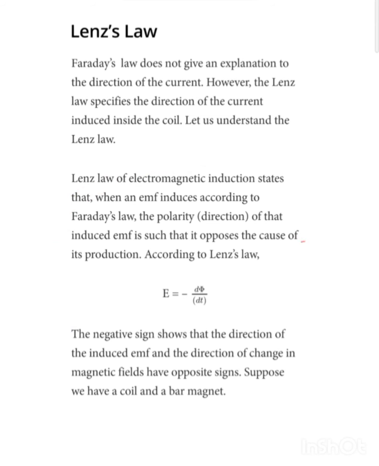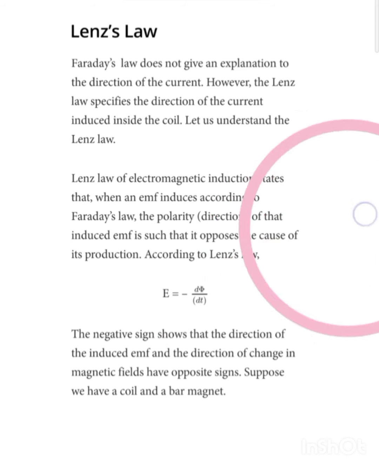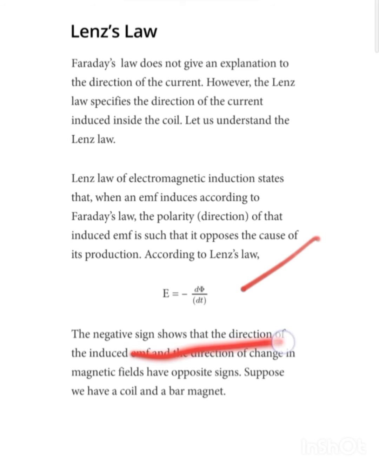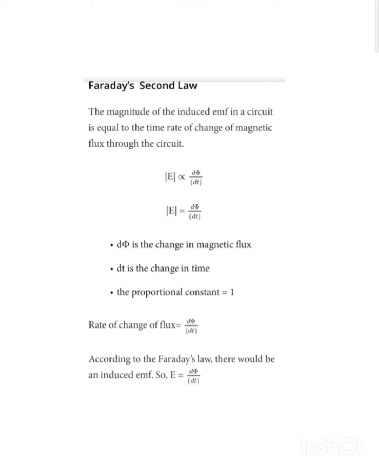So E equals minus d phi by dt, where phi is flux and t is time. So this is the change in flux per unit time. The negative sign shows that the direction of induced EMF and the direction of change in the magnetic field have opposite sign. Suppose we have a coil and a bar magnet, and the bar magnet is coming towards the coil and going away from the coil. Induced EMF is produced in the coil, and its direction is such that it opposes the cause due to which it is produced.